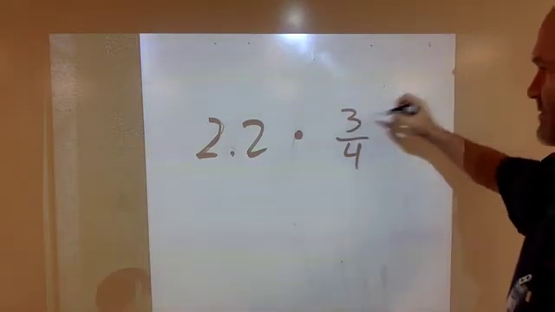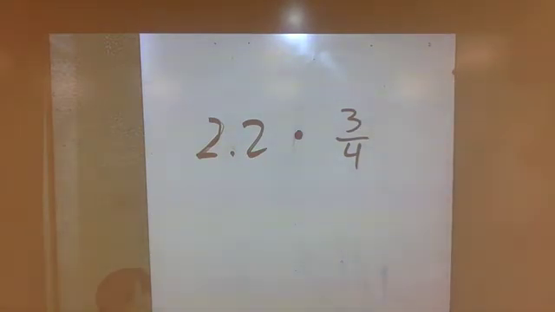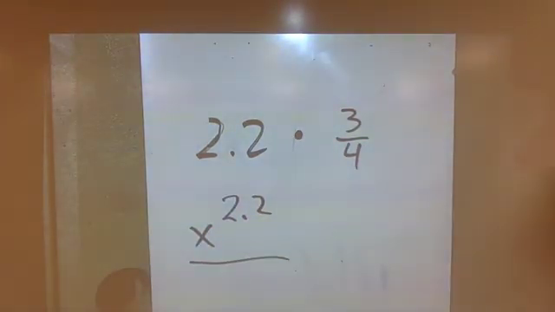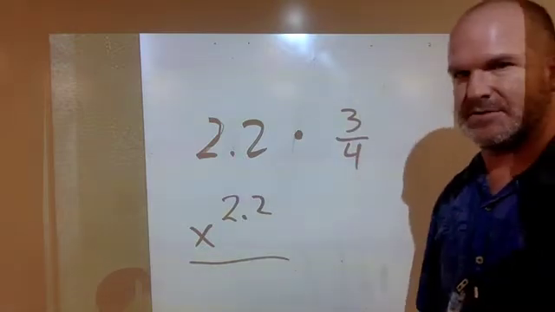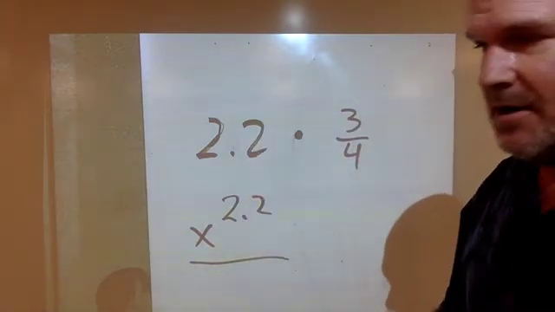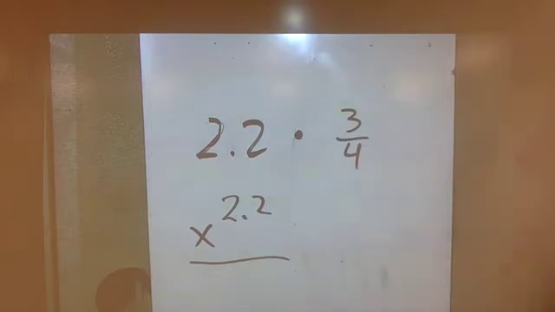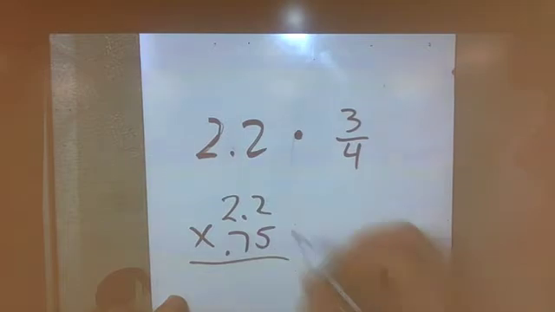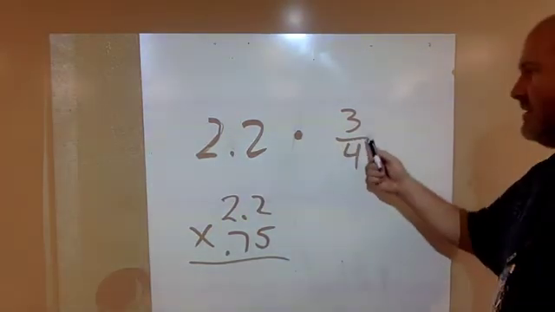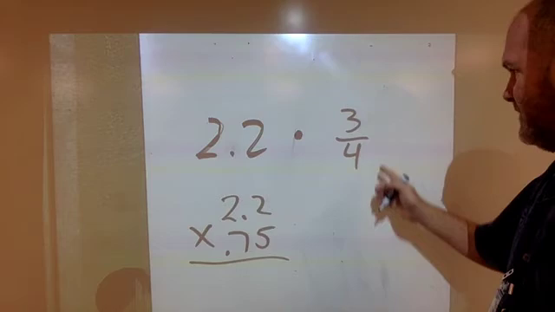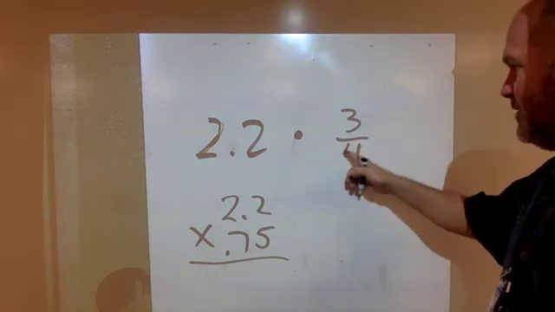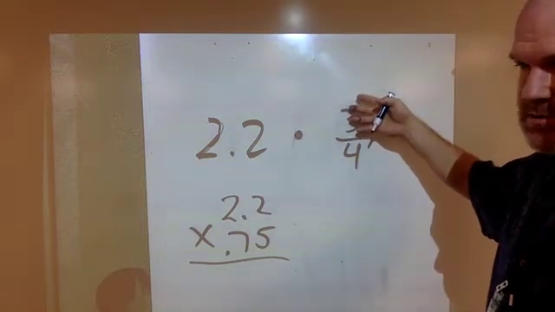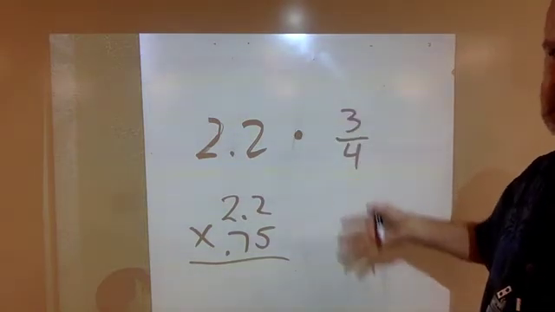So I'm going to do it like this. 2.2, I'm going to do long multiplication. 2.2 times whatever 3/4 is as a decimal. And I picked an easy one, so hopefully everybody knows right off the top of their head that 3/4 is 0.75. Because you're splitting a dollar into 4 parts and taking 3 of them. That's 75 cents. Remember, the bottom number is how many total parts there are. The top number is how many you've got. If you split something into 4 equal parts, like a dollar, and you take 3 of those parts, that's 3/4. That's 75 cents. That's 0.75.